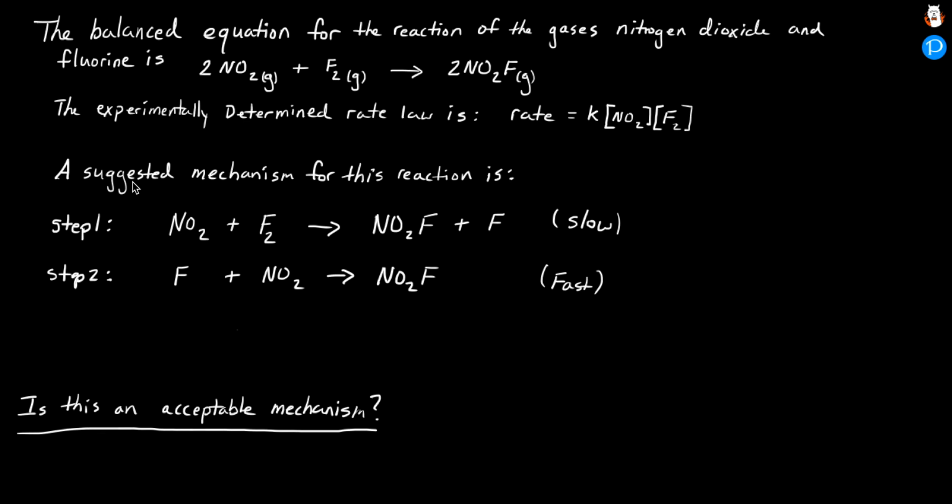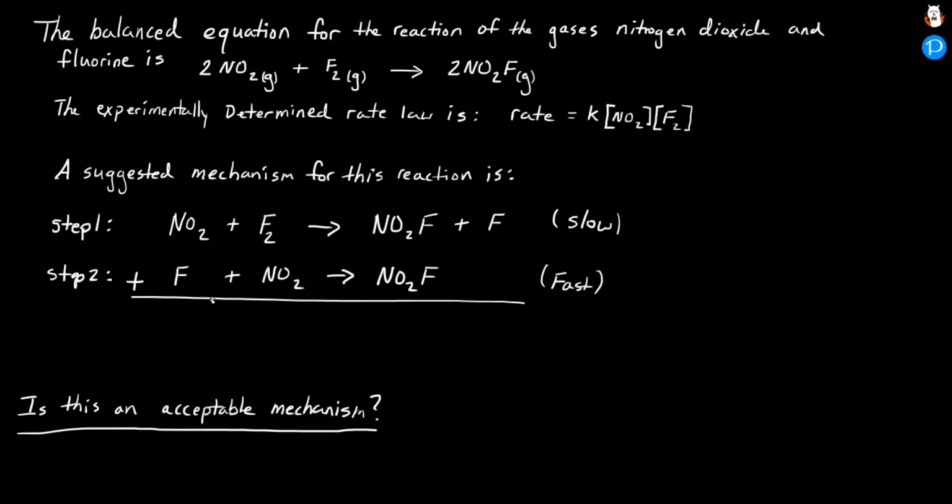So we have the overall equation, we have the experimentally determined rate law. They give us a suggested mechanism for this. So they give us two steps, one slow, one fast, and they want us to answer, is this two-step process here an acceptable mechanism for the overall reaction? So remember, there's two things that this mechanism needs to satisfy to be an acceptable mechanism. The first thing is that if these two things add together, they need to give the overall balanced reaction. So let's do that first. Let's add these two reactions together.